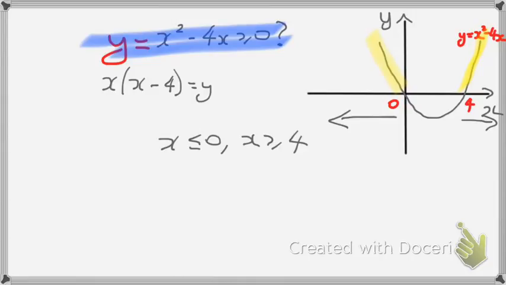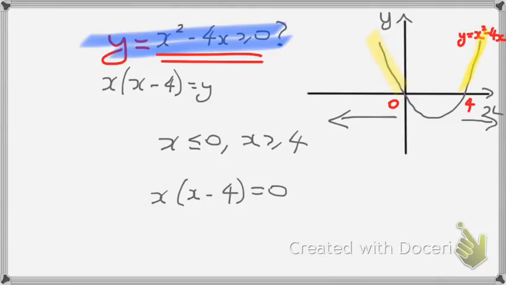Another way to think about that is to say, set x times x minus 4 equal to 0. Because if we go all the way back to the start, we're saying when is it greater than or equal to 0? And you can see from the diagram that the points where it's equal to 0 are where it changes from being bigger than 0 to less than 0. So I solve that, and that gives me regions. So it gives me 0 and it gives me 4.